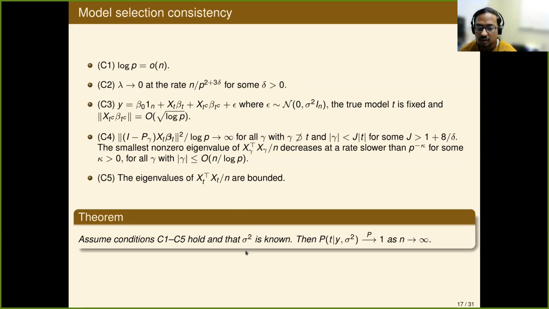Under these assumptions, if sigma square, the observation error variance, is known, then we can prove that the posterior probability of the true model given the data and sigma square converges to 1 as the sample size tends to infinity. So the posterior probability concentrates more and more only on the true model, the true set of variables.